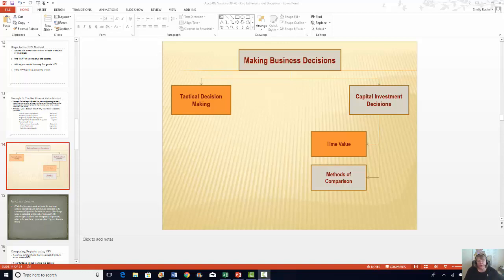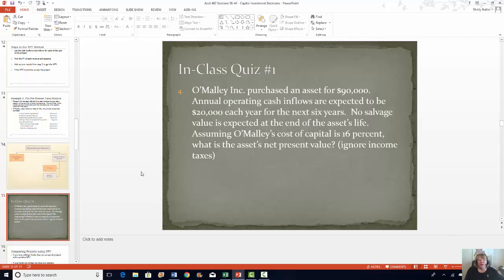So now we were talking about making business decisions, and we're looking at capital investment decisions, and we're looking at methods of comparison. So we've learned a few of the methods, and now we're going to continue that and finish those up. This is an in-class quiz, but we're just going to go ahead and do this assignment because I think it's a good one.